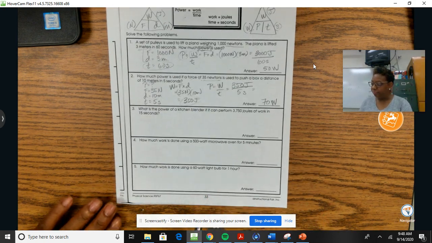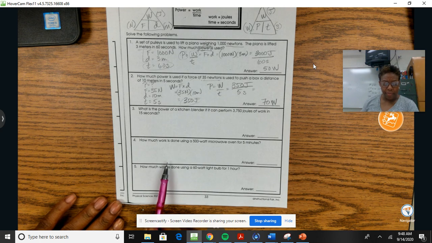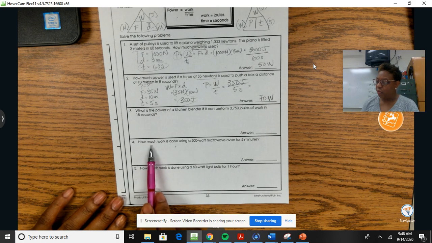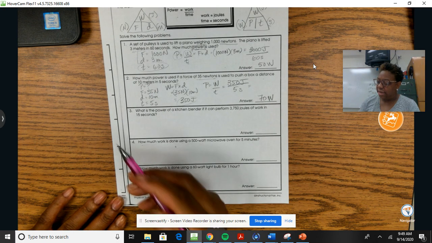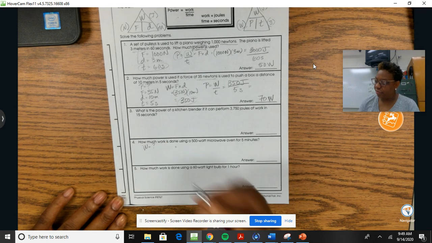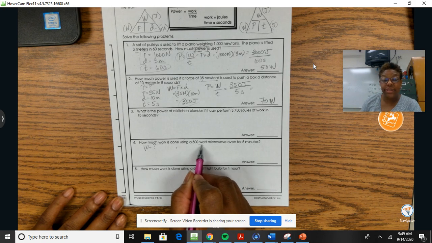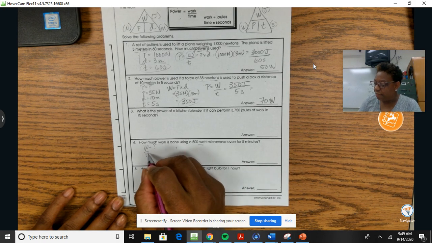I'm going to jump down and do a problem where we're going to manipulate the power equation. So we want to know how much work is done. So we're looking for work using a 500 watt microwave. So watts is a unit of power. So they gave me power.